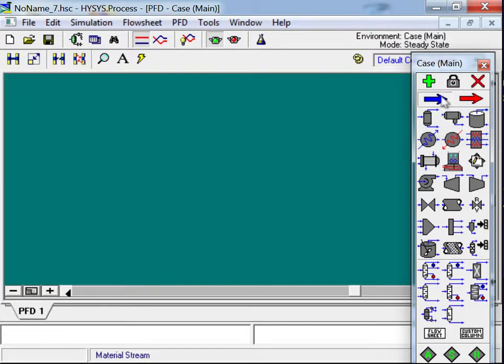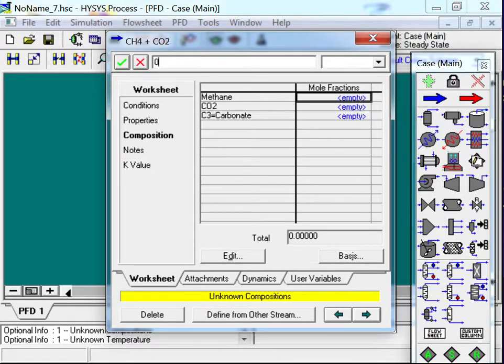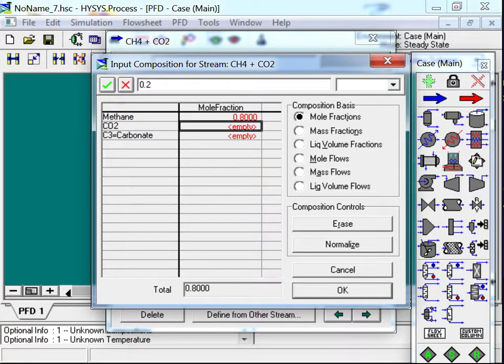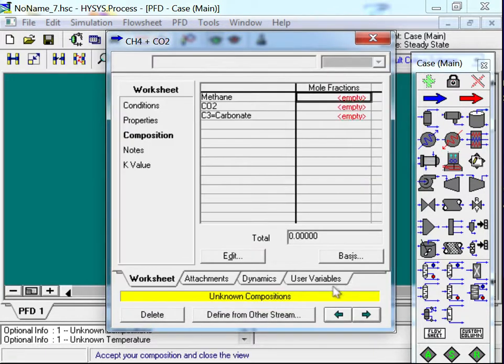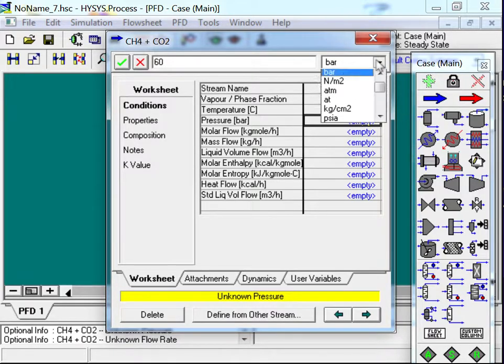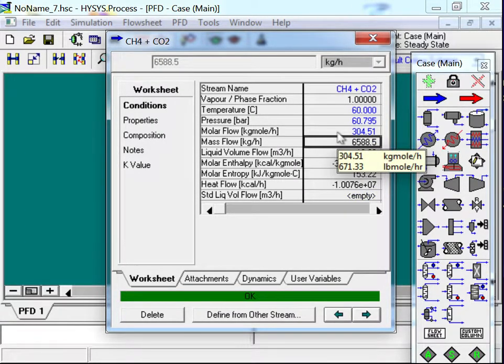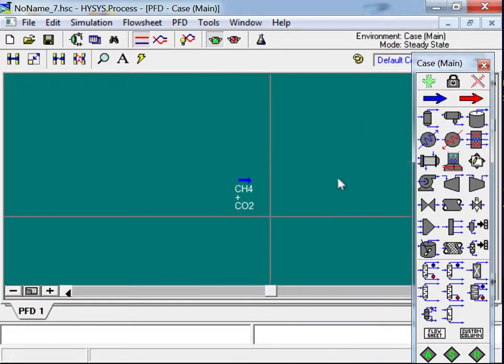So the first thing in simulation, we have to enter the material flow. We are going to name it CH4 plus CO2. For the composition, I am giving 0.8 for CH4 and 0.2 for the dioxide of carbon, so the total of composition is 1. For the conditions, I'm taking 60 Celsius for temperature, 60 atmospheres as pressure, and 7200 m³ per hour as flow. So we have the first flow.